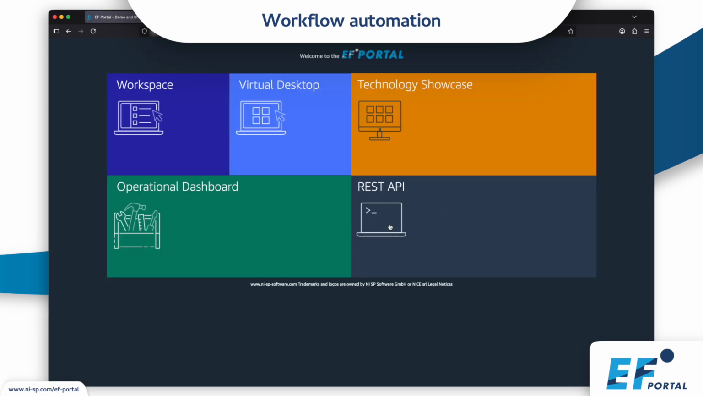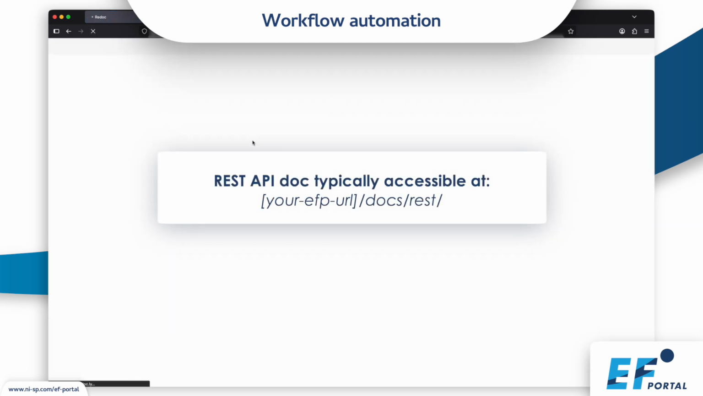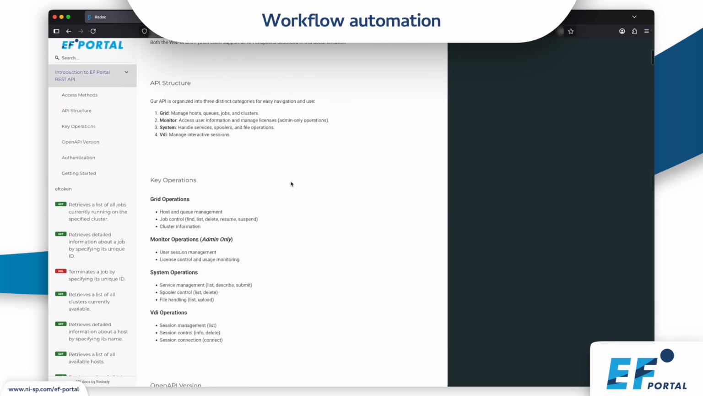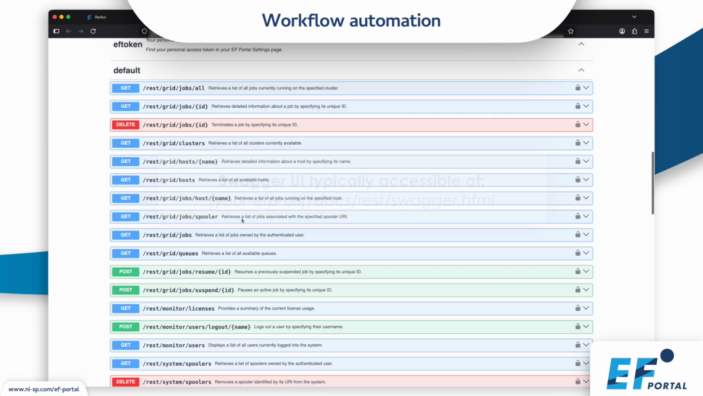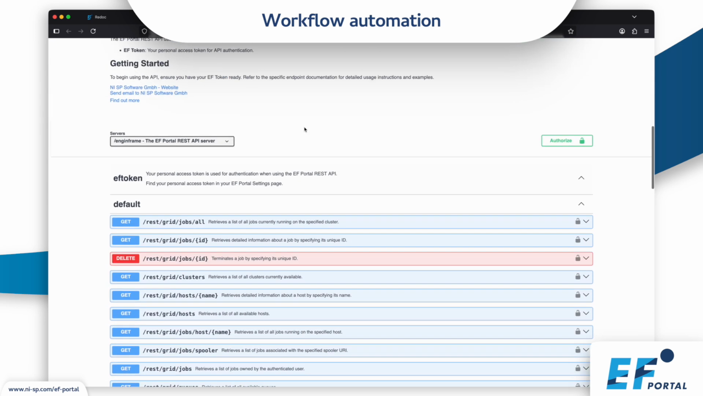This modern API replaces the legacy web services approach, so you can extend automation towards end-to-end HPC automated workflows. The API's documentation can be accessed from EF Portal's welcome page, where a redoc lists the most important endpoints. The portal also ships with a Swagger interface for you to test all available REST endpoints. Let's try a few API requests.